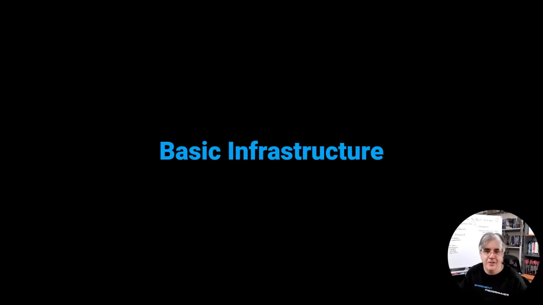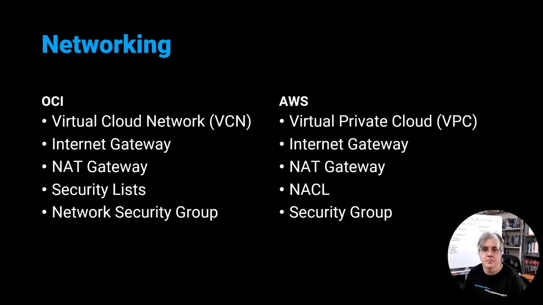All right, let's dive into infrastructure and the stuff you're actually going to spin up to make the magic happen. And networking is obviously the first thing you're going to set up. The most basic networking component here is a virtual network. Now, OCI calls it a VCN, while AWS calls it a VPC. Fundamentally, they're similar in nature. You're going to create a virtual network. It's going to be in a specific region, and you're going to provide a specific CIDR block for the addresses.